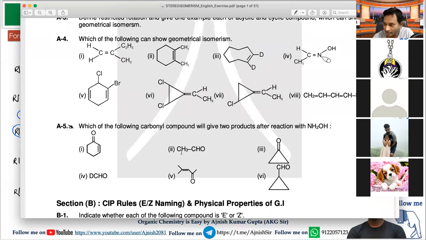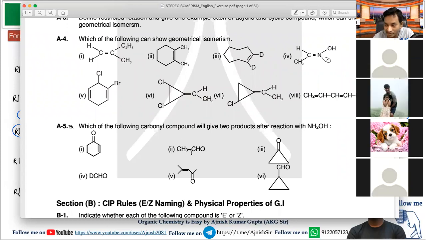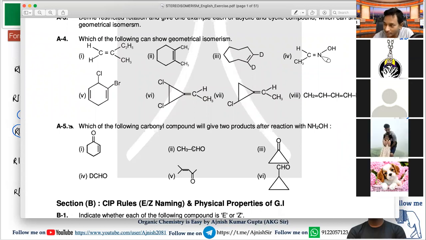Yes, sir. Here, think for this. CH3, CHO. Here CH3 and here H. Is this aldehyde symmetrical or unsymmetrical? Unsymmetrical. If this unsymmetrical aldehyde reacts with hydroxylamine, will the oxime formed show GI or not? Yes, sir. Then will the number of oximes formed be 1 or 2? 2. Two oximes will be formed.